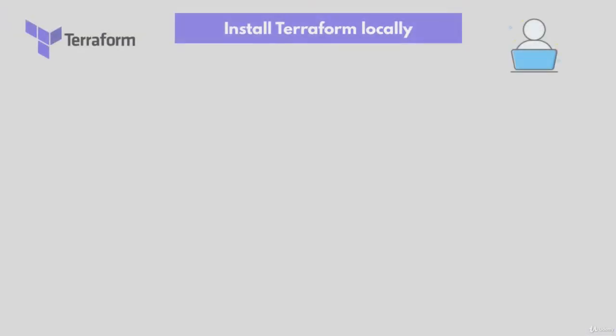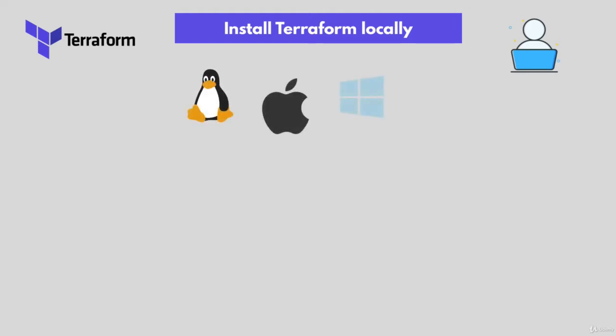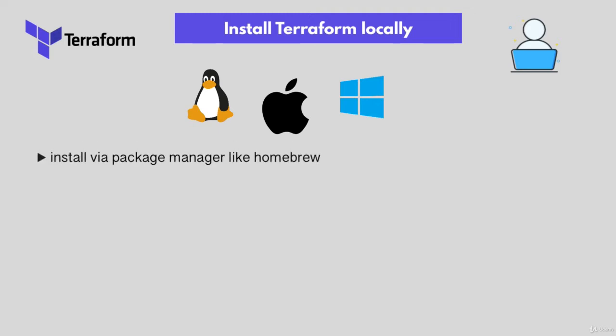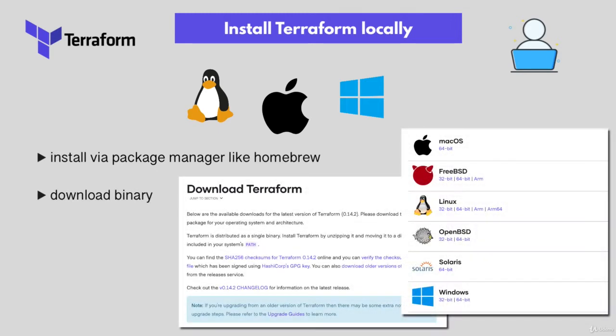Now, as a first step, we need to install Terraform locally so we can start using it. And obviously, based on which operating system you're using, the installation will be a bit different. So either you can install it using a package manager tool on Linux or Mac, or you can just download the Terraform binary from Terraform's official page and then set it up locally yourself. And this applies to Windows, Linux, and Mac.